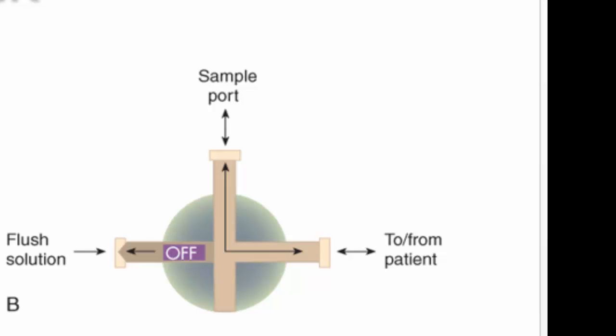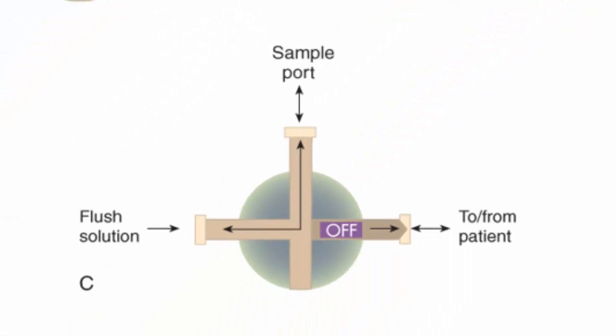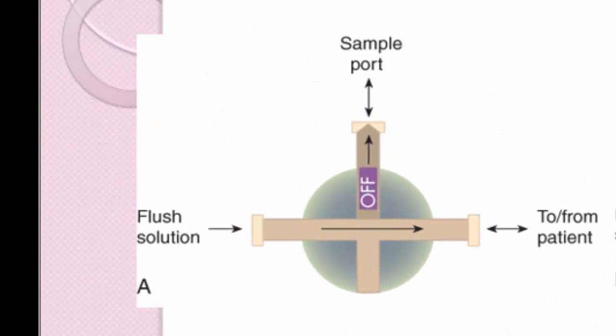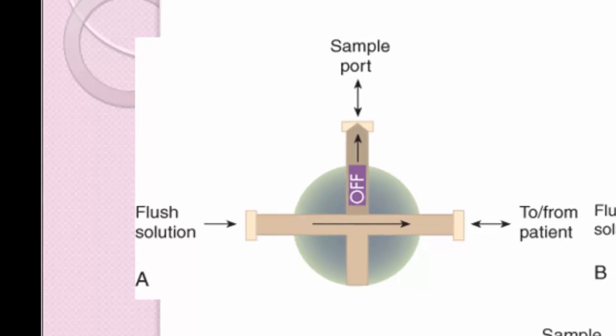Once you have your blood out, you have to go to section C here, and you drain the flush solution, which now has blood in it. It's not solution at this point, it's got blood. And the sample port has blood in it too, so you have to flush this line out. You're going to clean this section out, and then once you put it back to the normal setting, back up here in section A, you're going to flush the rest of the blood back into the patient.